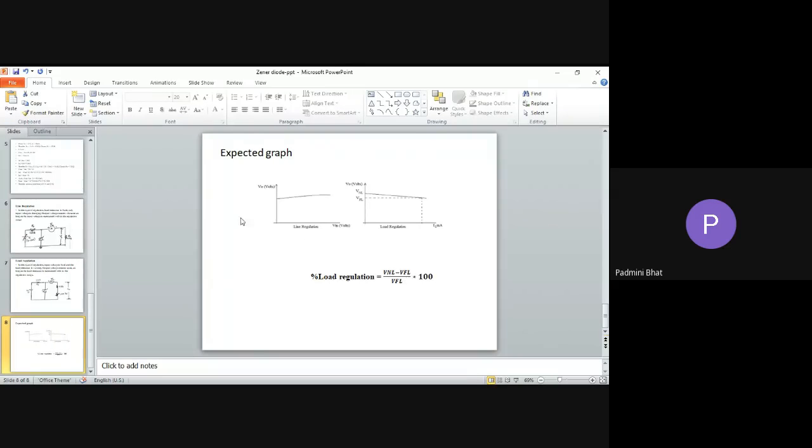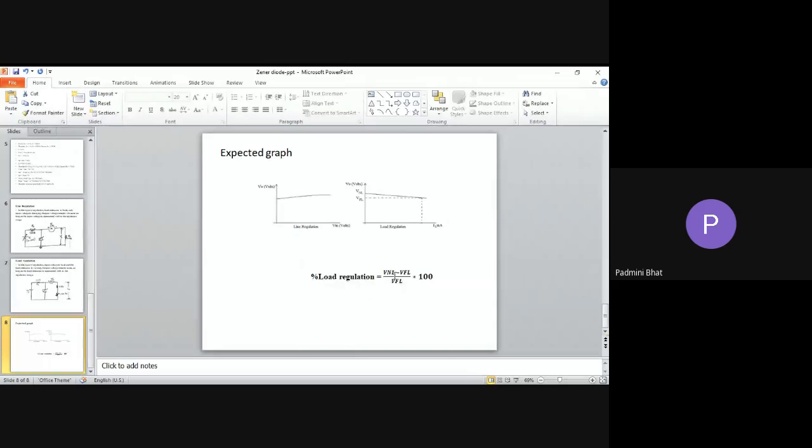See, now this is the expected graph. This is the line regulation, and here is V in versus V naught. You can see it's almost constant. This is the load regulation part, V I versus V. See here, there is a very small dip. Otherwise, it is constant. And the load regulation is calculated using this formula.